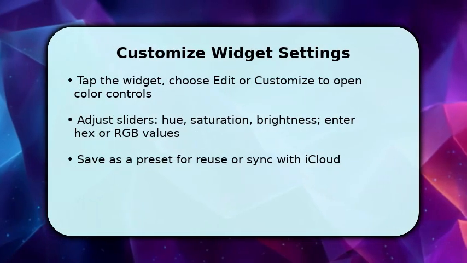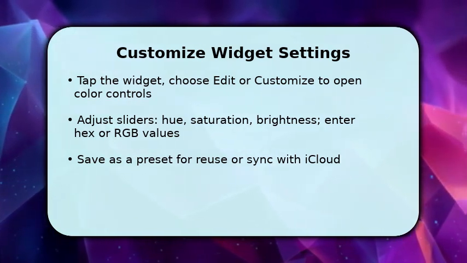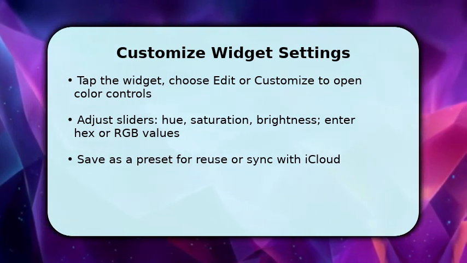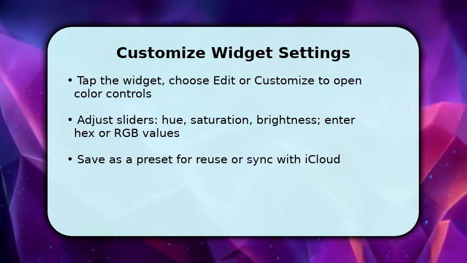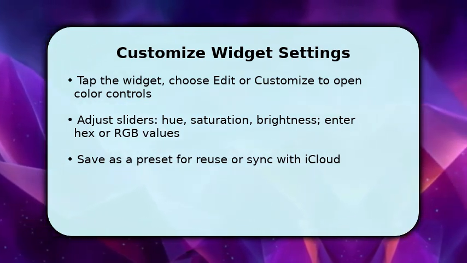Now you customize. Tap the installed color widget and choose Edit so the controls appear. This is where you shape the color. Use sliders for hue, saturation, and brightness, and if precision matters, type a hex or RGB value directly. That ensures exact brand or design colors.